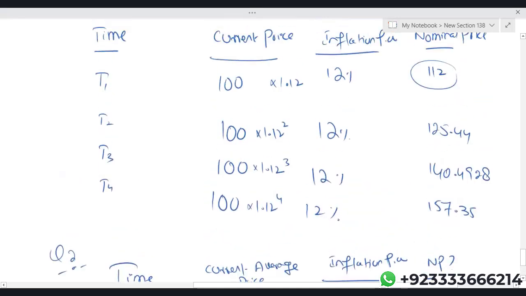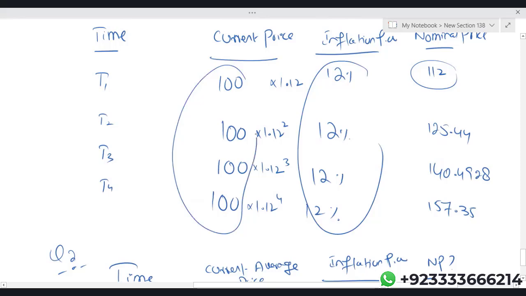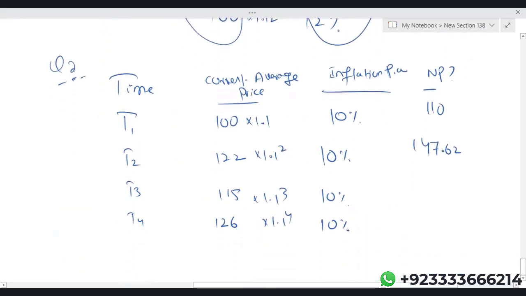Look at this, both the questions are different. Here, inflation is same, values are also same, so shortcut is applicable. Here, inflation is same, but values are not same every year, so shortcut is not possible. There's only one way to calculate the nominal price, that is, you have to take the powers. 115 into 1.1 power 3, I get 153.065.